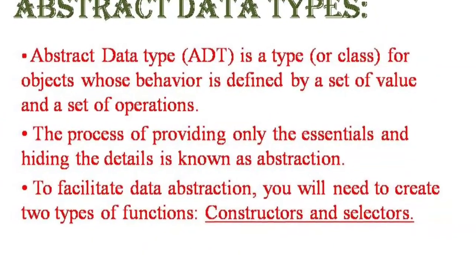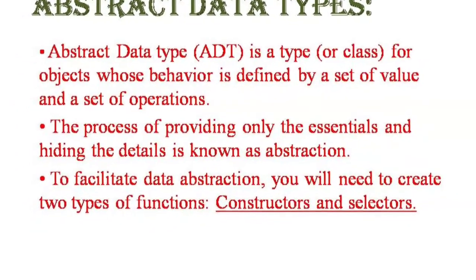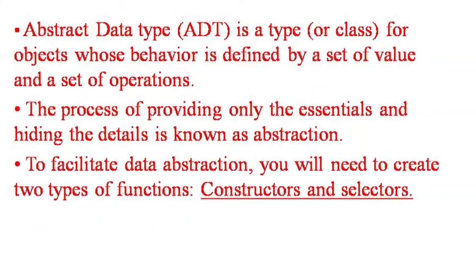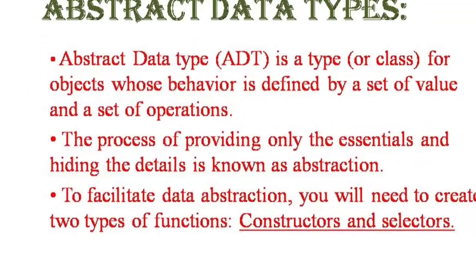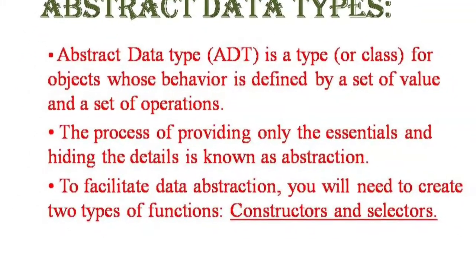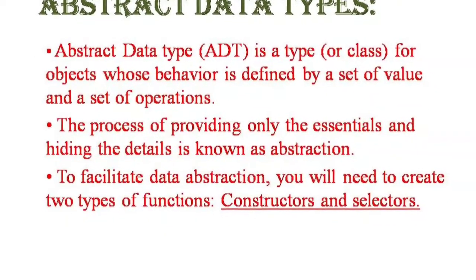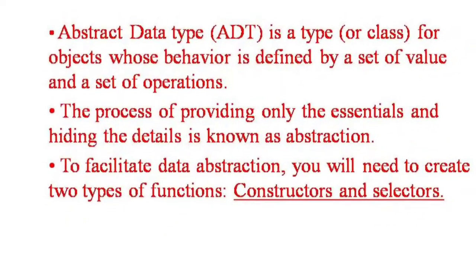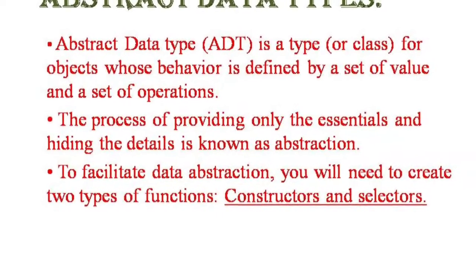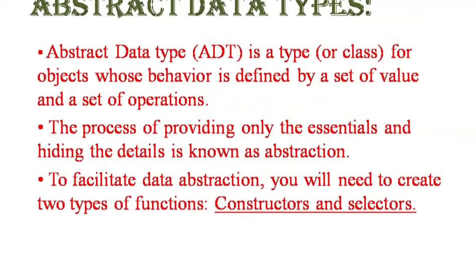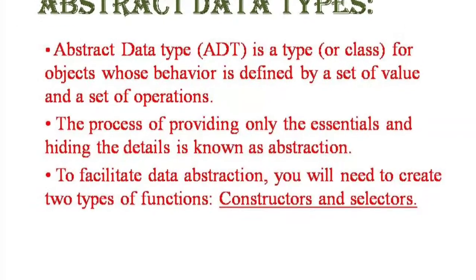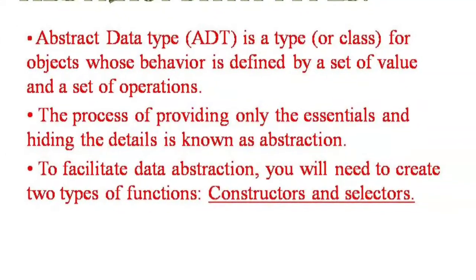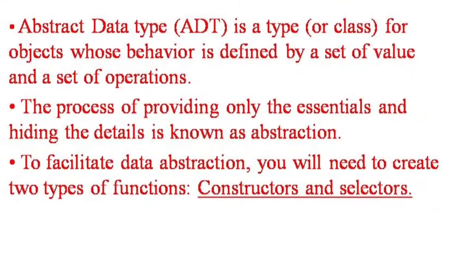Next topic is abstract data type. Abstract data type is a type or class for objects whose behavior is defined by a set of values and a set of operations. The process of providing only essential and hiding the details is known as abstraction.